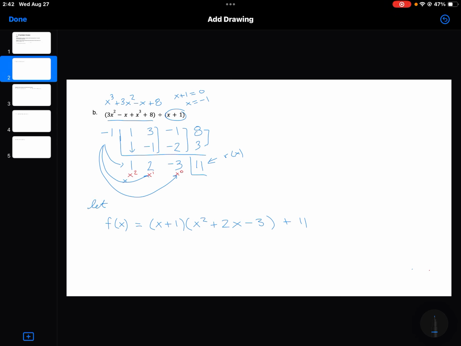If you want to be more precise, you can say that f of x is your original, that whole original question summarized in this division statement, which is addition and multiplication instead of division. And that is some examples of synthetic division.